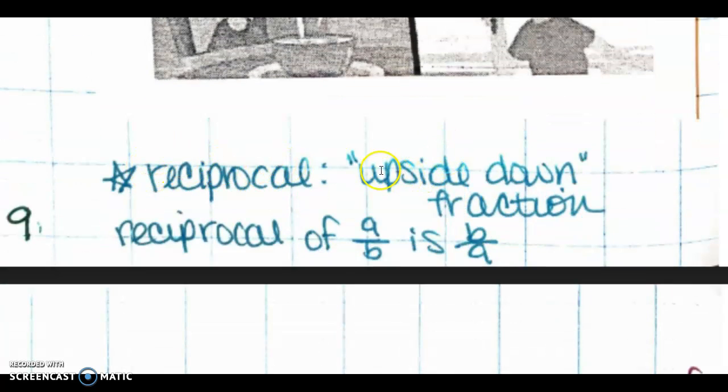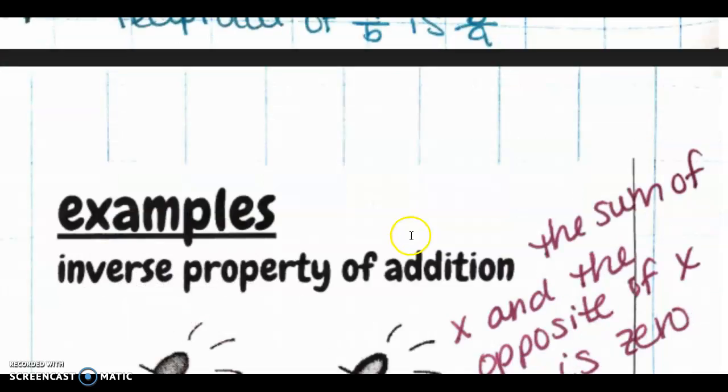Reciprocal is the, quote, upside down fraction, which I'm not going to refer to it as that. So the reciprocal of a over b is b over a. So just remember that. And also you have to remember the reciprocal of 10 is 1 over 10. The reciprocal of 75 is 1 over 75. The reciprocal of x is 1 over x. Keep that in mind. That's a tough thing to remember.